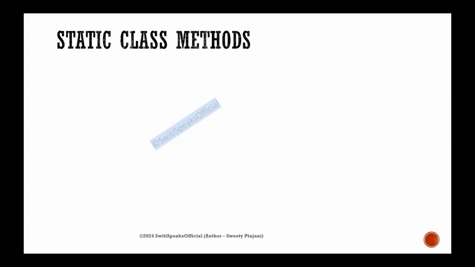What are methods in a class? A method is something which will operate on your class variables. The method can be either a task or a function. This is the definition of class methods.